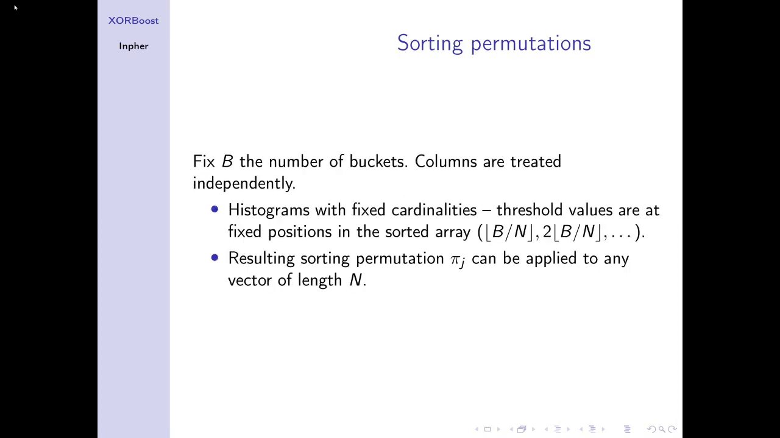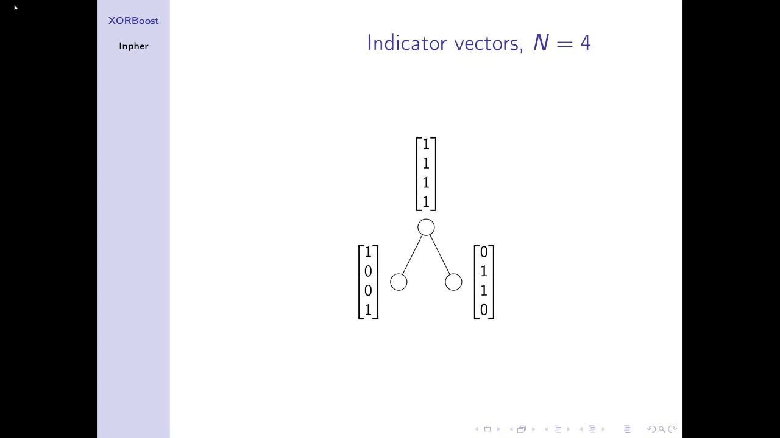With these sorting permutations, we're going to call them pi j, this allows us to have the threshold values because they're in the sorted matrix. They're going to be at a fixed position in the sorted matrix. So that's great. A few more details about the indicator vector. Here's an example. So you see you start with an all one indicator vector because you consider all the samples, and then only a subset of the samples are considered in the left and the right child.